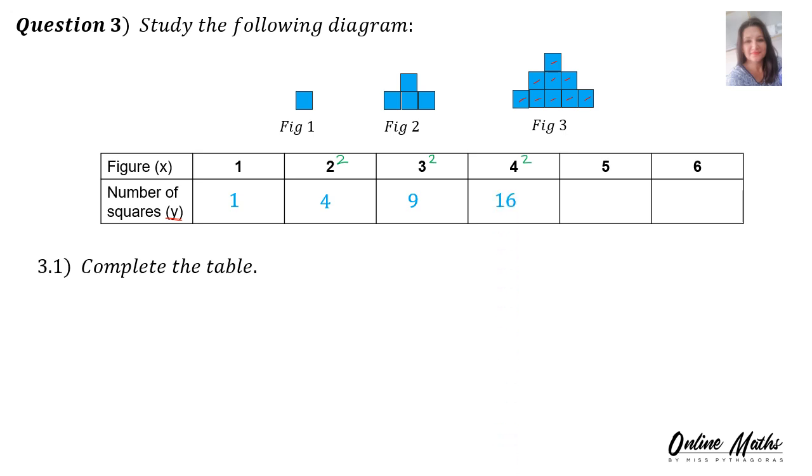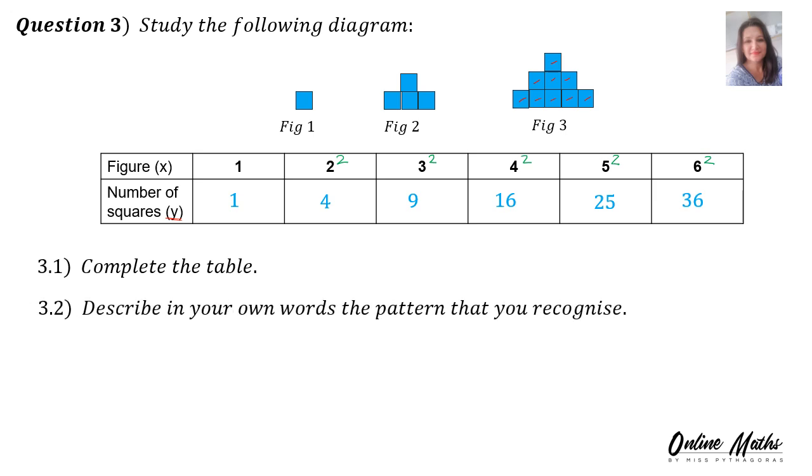And then you keep on repeating the pattern. 5 squared is 25. Remember, 5 squared means 5 times 5. And then lastly, 6 squared, 36. And there you completed the table.